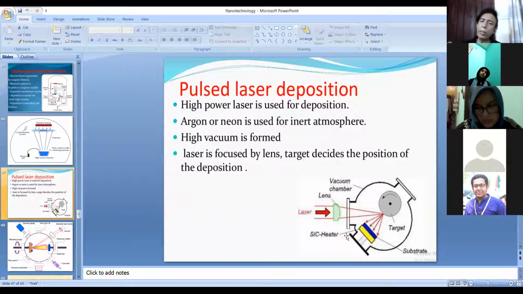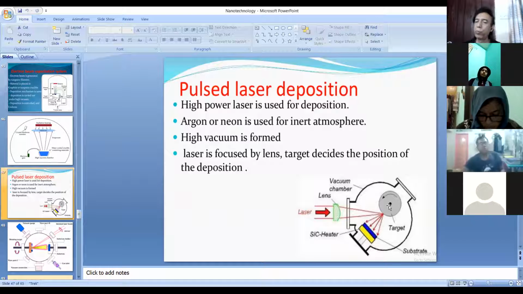So what will happen if you hit the target with a high intensity, high powered laser? Then a large amount of heat will be produced here. So what will this heat do? It will vaporize the target material.